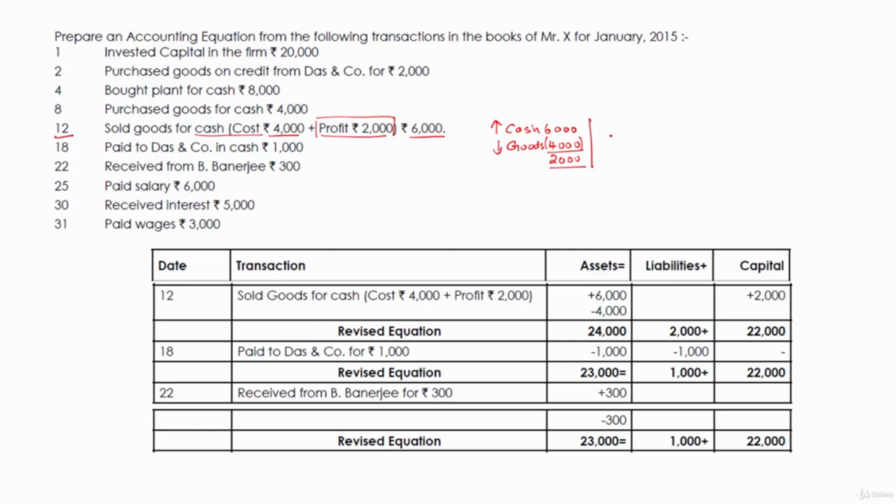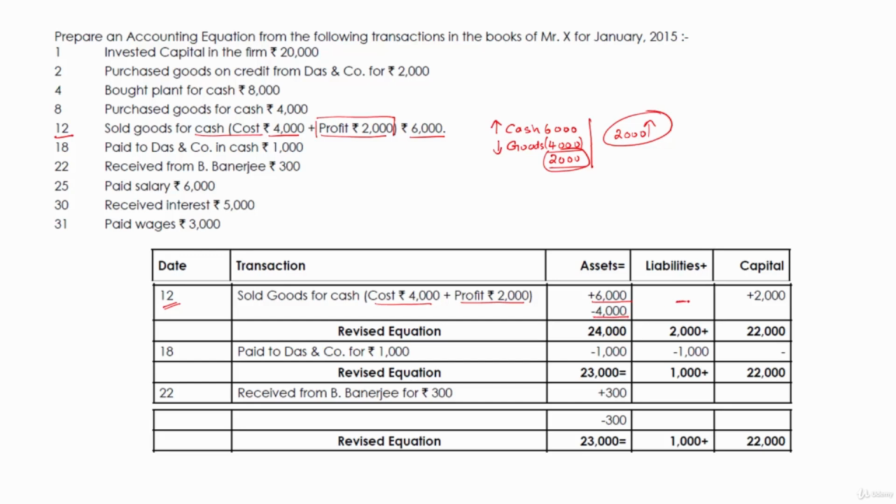This will increase the capital. Capital will increase by 2,000. So notice, asset increased by 2,000, capital increased by 2,000. Look here, on 12th, sold goods for cash, cost 4,000, profit 2,000. So on the asset side, cash will come in by 6,000, but goods are going out for 4,000.